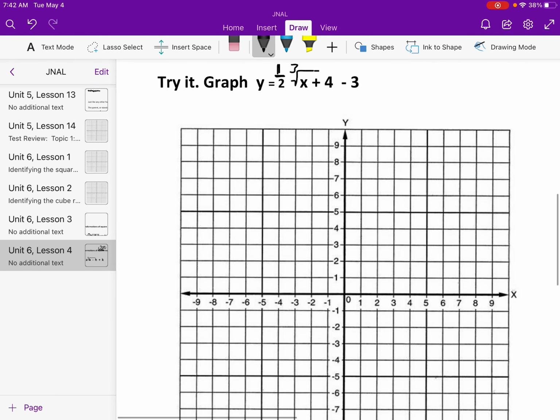We graph with the same techniques: we look at what transformations there are, and then we change the points based on them. We have a vertical compression this time of 1/2, so I'll just say VC of 1/2. We have plus 4, so that means left 4. We have minus 3, so that means down 3.